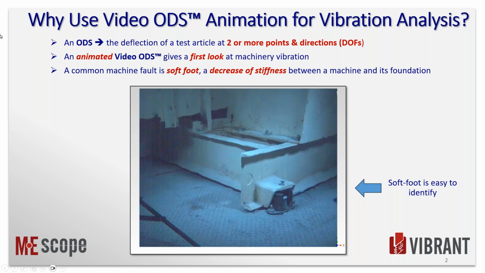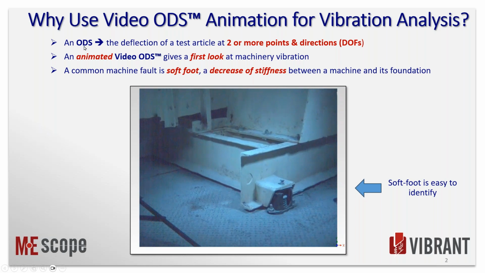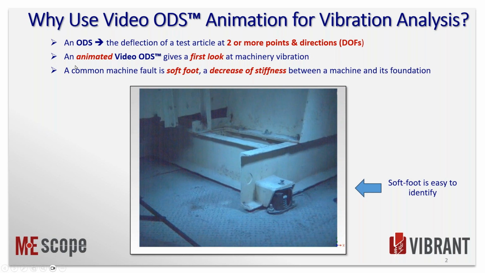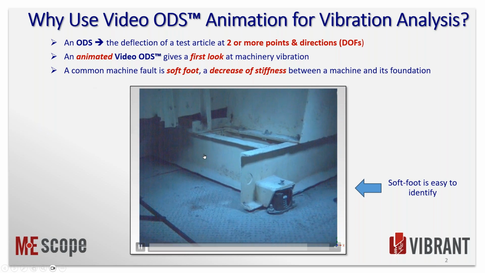And so an ODS, we'll use this term a lot. We'll use the term mode shape a lot. An ODS is an operating deflection shape. So this machine is operating, and what I've recorded in the video is the ODS. And you can see it's relatively dark.